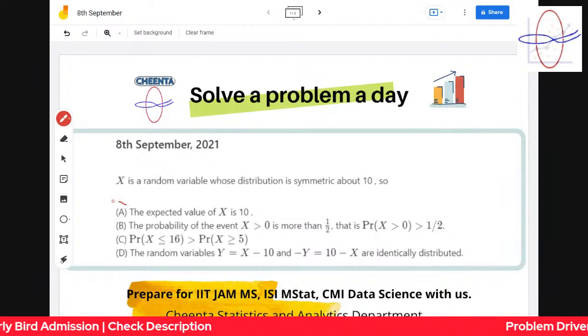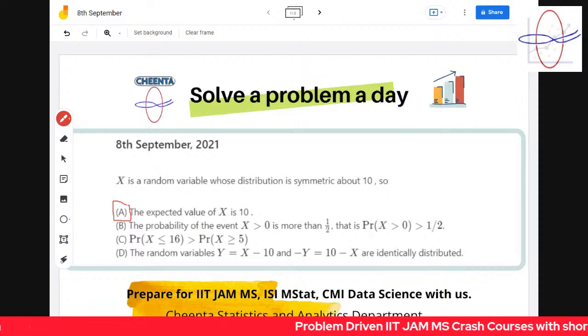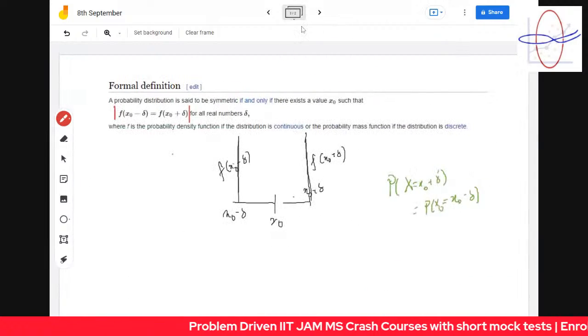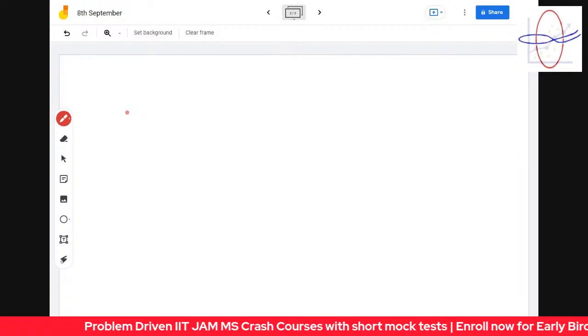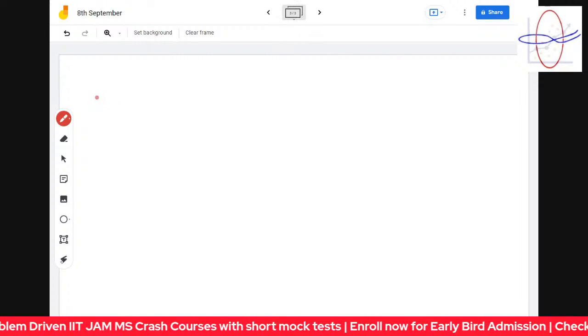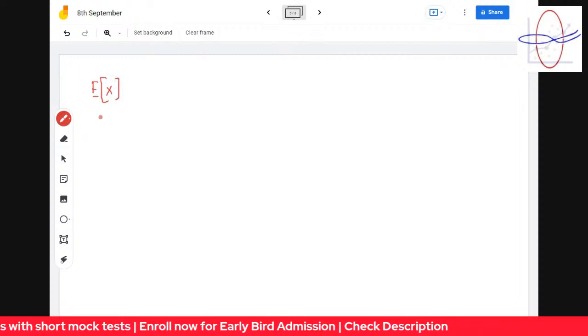And I made a small error in this. In fact, it's a big error. The error is that I didn't think mathematically, I was thinking geometrically, and I thought the expectation of X will be the mean.